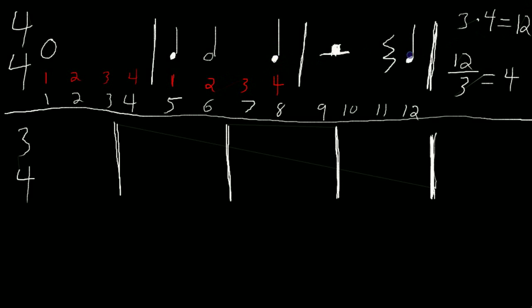Now we can switch over to blue for our rests. So beat 1 happens there. Beat 2 is in no man's land, right there. Beat 3 happens under that rest. And now beat 4, switch back to red, is happening under that quarter note.